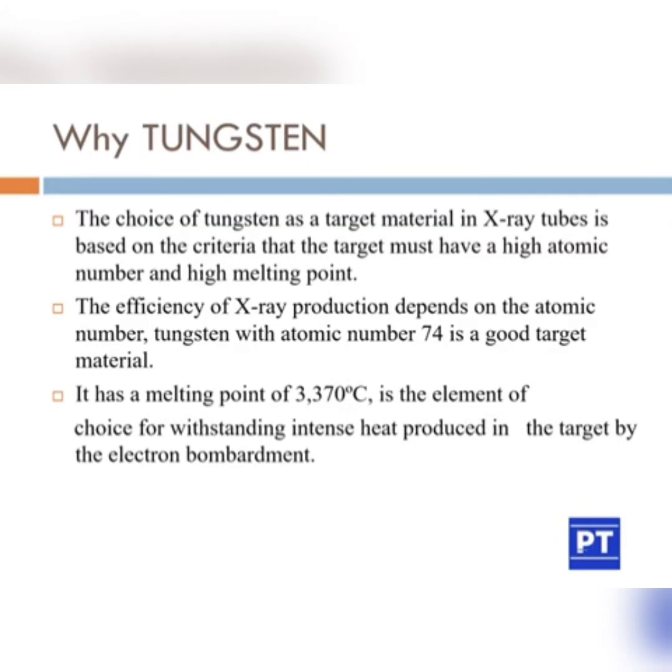So tungsten is used as the target material, and it has a high melting point of 3370 degrees Celsius, so it can withstand too much heat when the electrons are bombarding. These two are the main reasons for choosing tungsten as the target material, and tungsten can be coiled as a filament. So tungsten is used as the choice for the cathode.